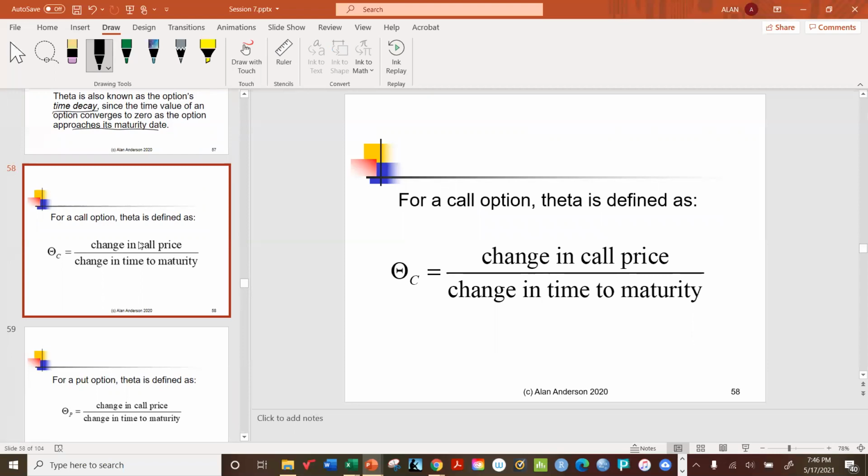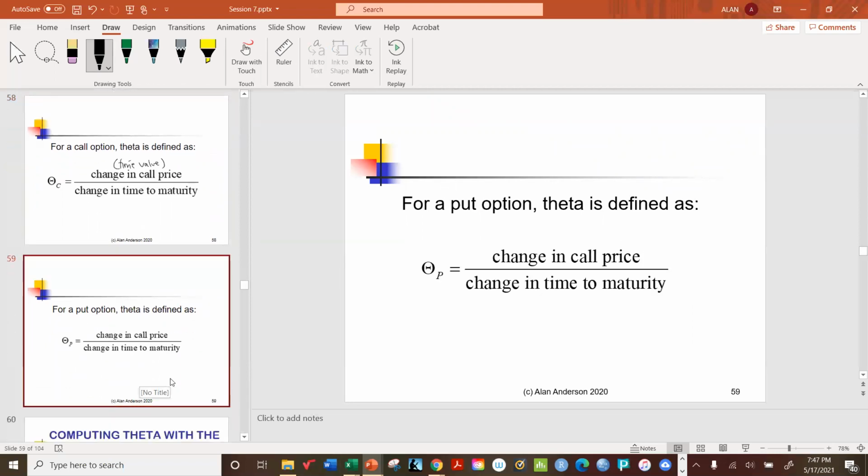So the formal definition looks like this. And remember, this is the Greek letter theta. This is the change in the call price, specifically the time value, as the time to maturity changes. Now, the time to maturity can only go in one direction. It can only shrink. We can't get further away from that maturity date. So this denominator is always shrinking. And so the change in the call price with respect to the change in time is what we're capturing here. There's a mistake down here, but this is actually the time value.